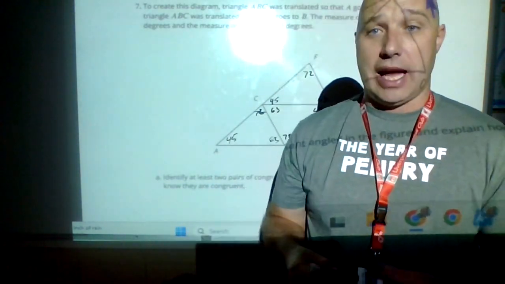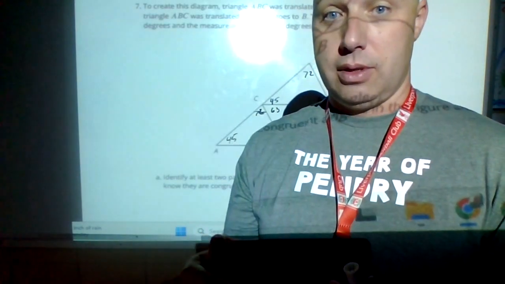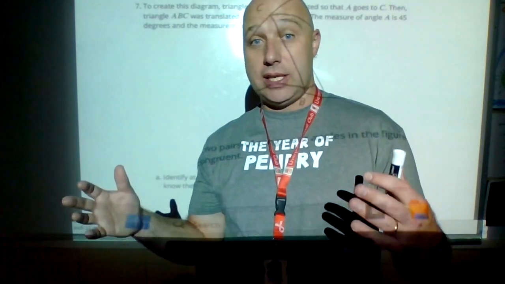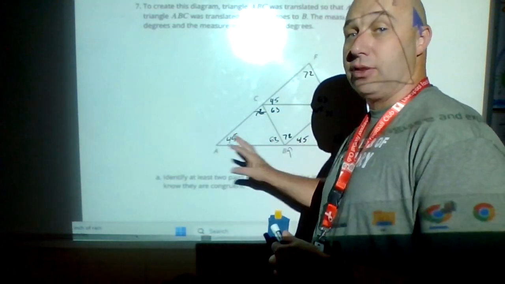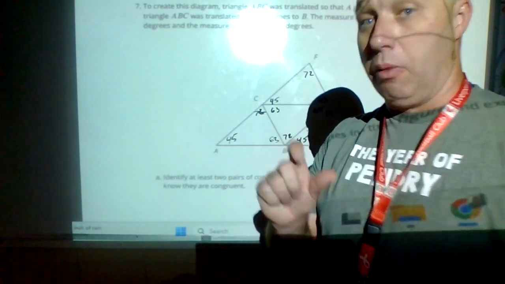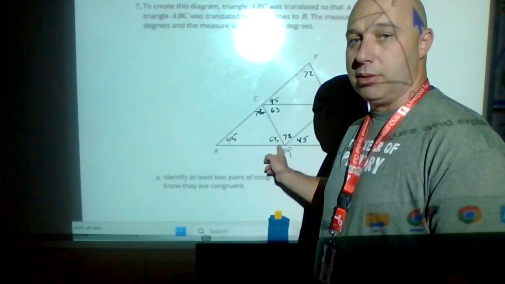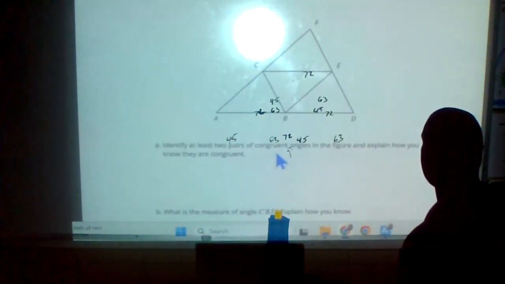And please understand that. Showing your work is an explanation. You are allowed to show work to explain. Okay? You don't have to go into a big worded detail if you can show me your work. If you can prove you got these from a translation. Now, you can't just say this is 45 because I said so. You have to say it was a translation, but then you can show your work to show how you got the 72 in the middle. Okay? And then last but not least down here, it says name a triangle congruent to CBE.